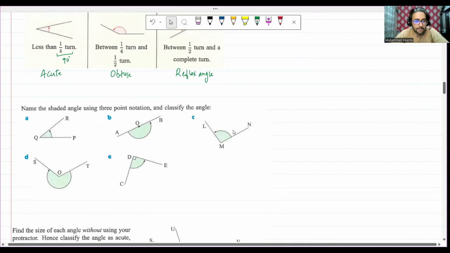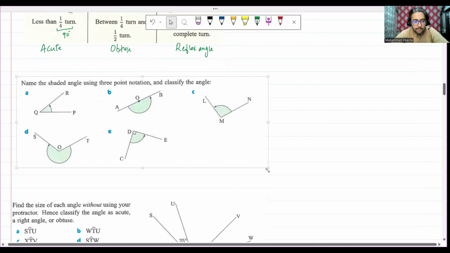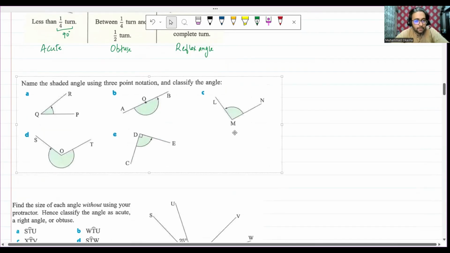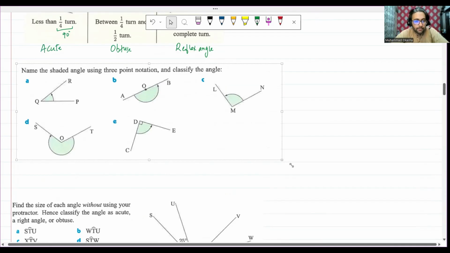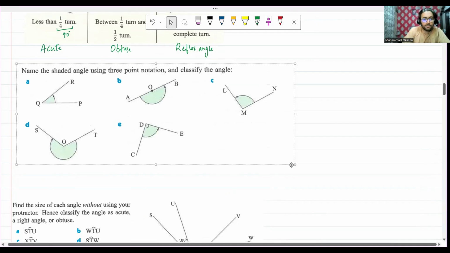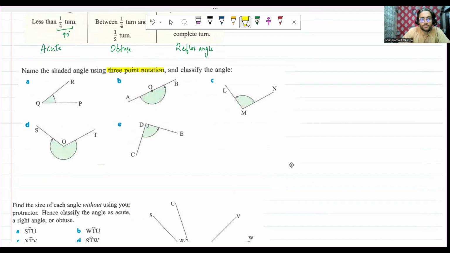Next, let's give these angles names. Name the shaded angle using 3-point notation. This is important, 3-point notation. Let me walk you through what we mean by 3-point notation. 3-point notation is when you write 3 letters and you make sure that the angle is in the middle. I'll give you an example. For example, L, how would I name this angle? I'm going to write L, M in the middle because the angle is at M, right? And I'm going to write N over here.